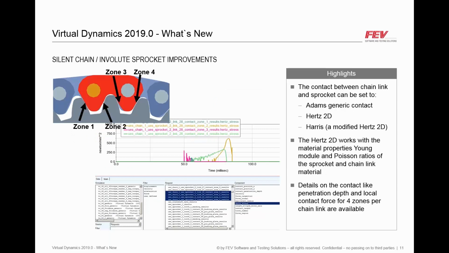Next, the contact between chain link and sprocket can be set to Adams generic contact as well as two-dimensional Hertzian analytical contact, and also a modified Hertzian two-dimensional contact which is called Harris. The Hertzian 2D contact works with the material properties like Young's modulus and the Poisson ratios of the sprocket and the chain link materials. So details on the contact like penetration depth and local contact forces are divided in 4 zones per chain link that you can see here in this red representation of the chain link.